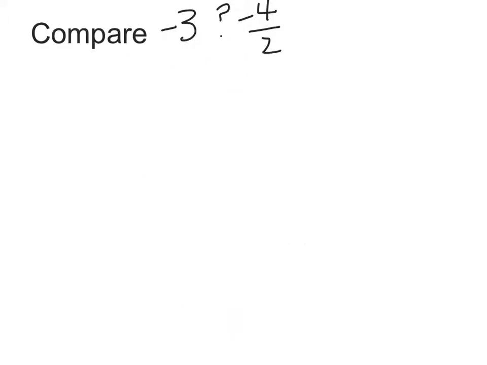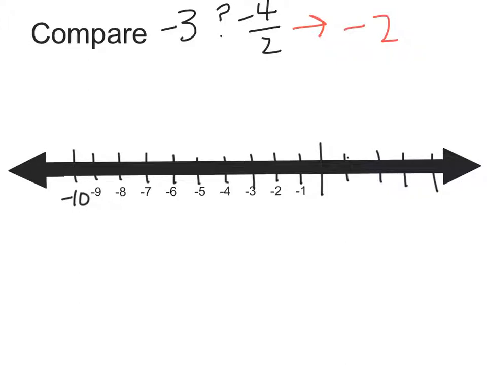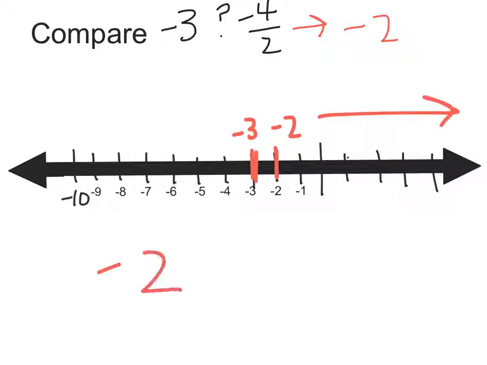Now let's compare -3 to -4/2. But first, we have something that we can simplify, right? We can simplify -4/2 to -2, because -4 divided by 2 is -2. So now let's compare them on the number line. Okay, so -3 is right here, and -2 is right here, and -2 is farther right, which makes -2 greater than -3.